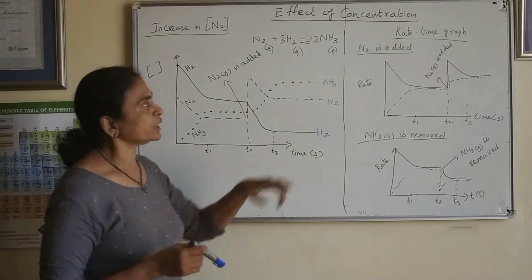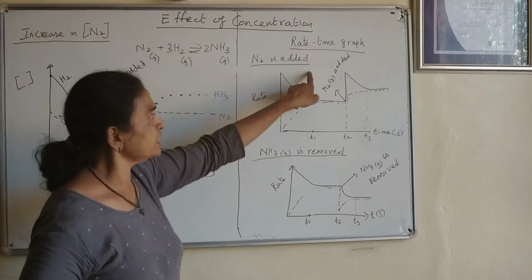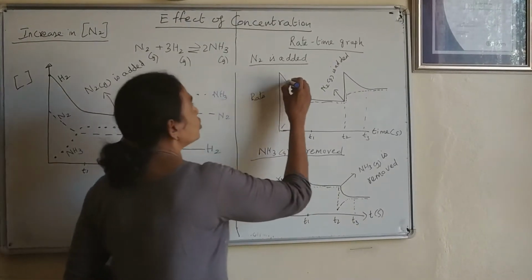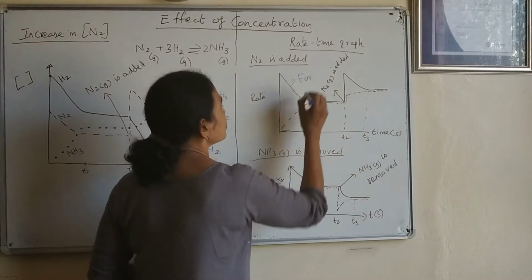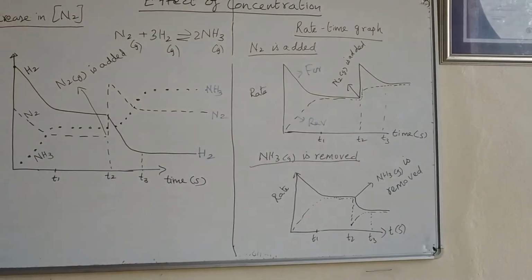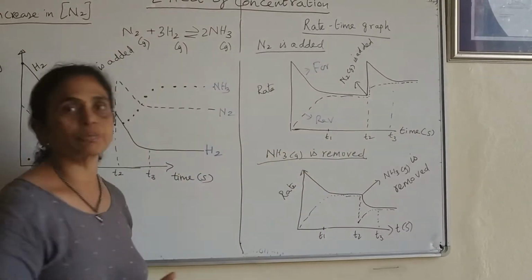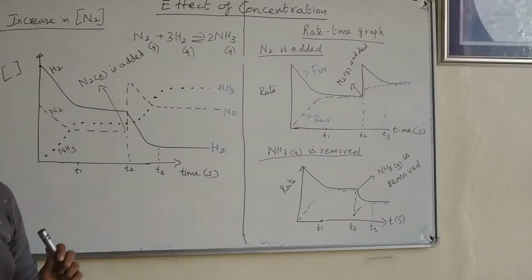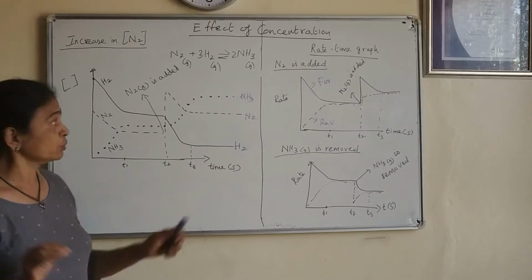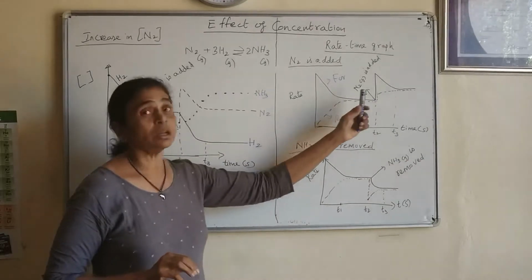Now let's go to the rate-time graph. How is it going to differ here? Nitrogen is added. You know very well this one is forward. What about this one? Reverse. Because when you start, the reverse reaction rate is 0. And both attain equilibrium here. From T1 to T2, it remains in equilibrium. That means the rates are equal. Here it is equal. Here they are not equal. Concentrations are not equal, but the rates are equal.